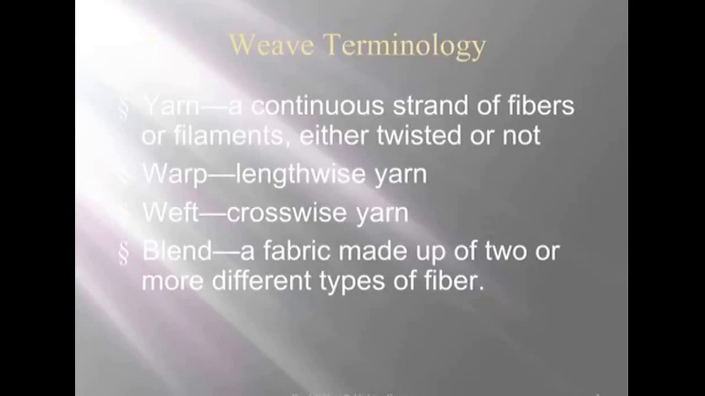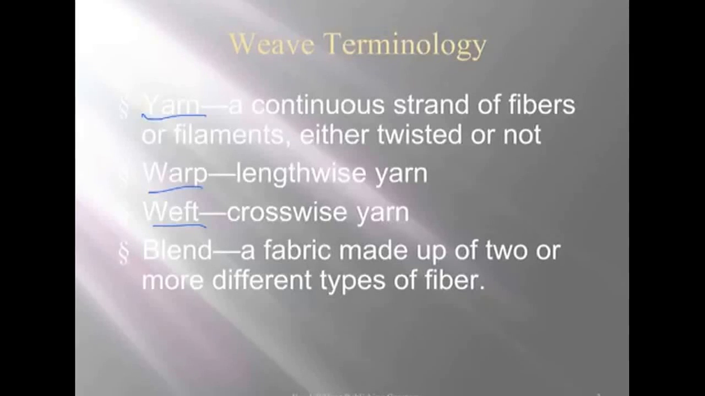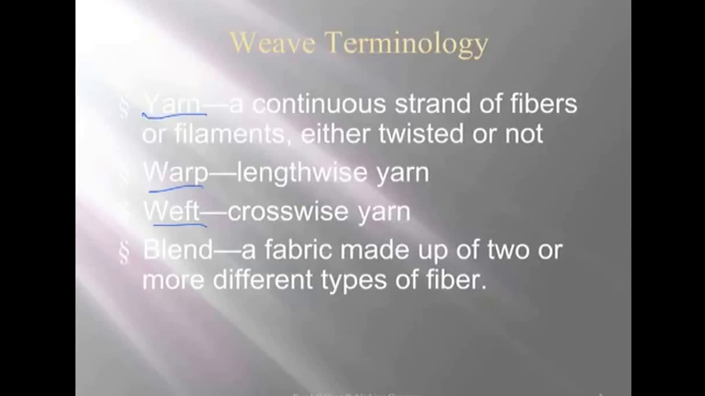Couple terms that you need to know off the bat. Yarn is a continuous strand of fibrous filaments, twisted or not twisted. Two words, warp and weft. Warp is the lengthwise, weft is the crosswise. And then a blend is a fabric that is a blend of fibers.